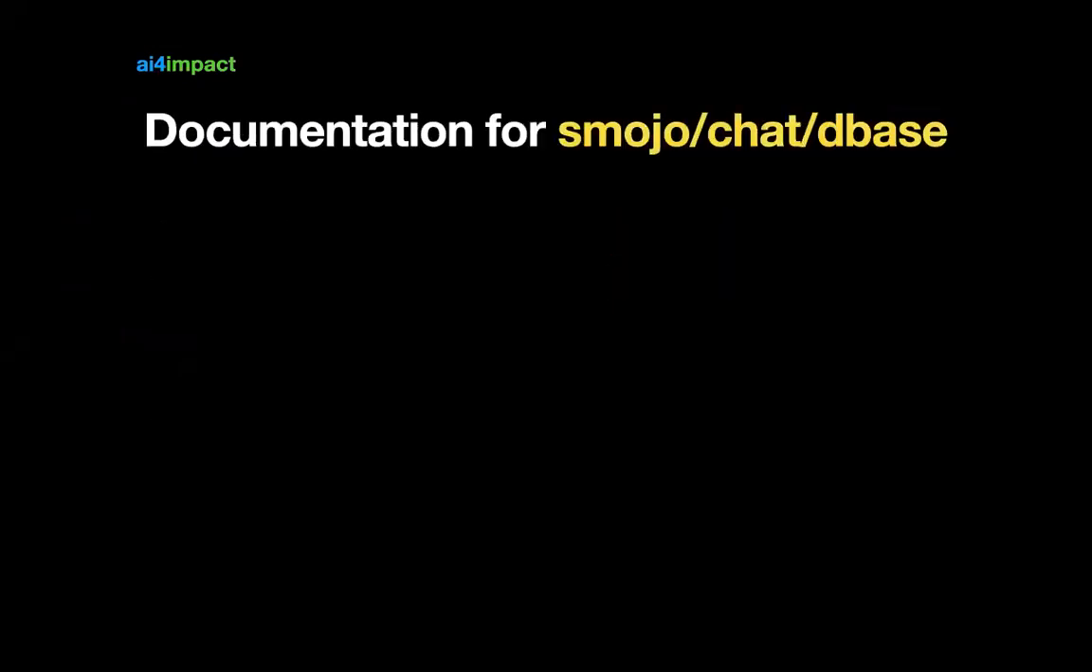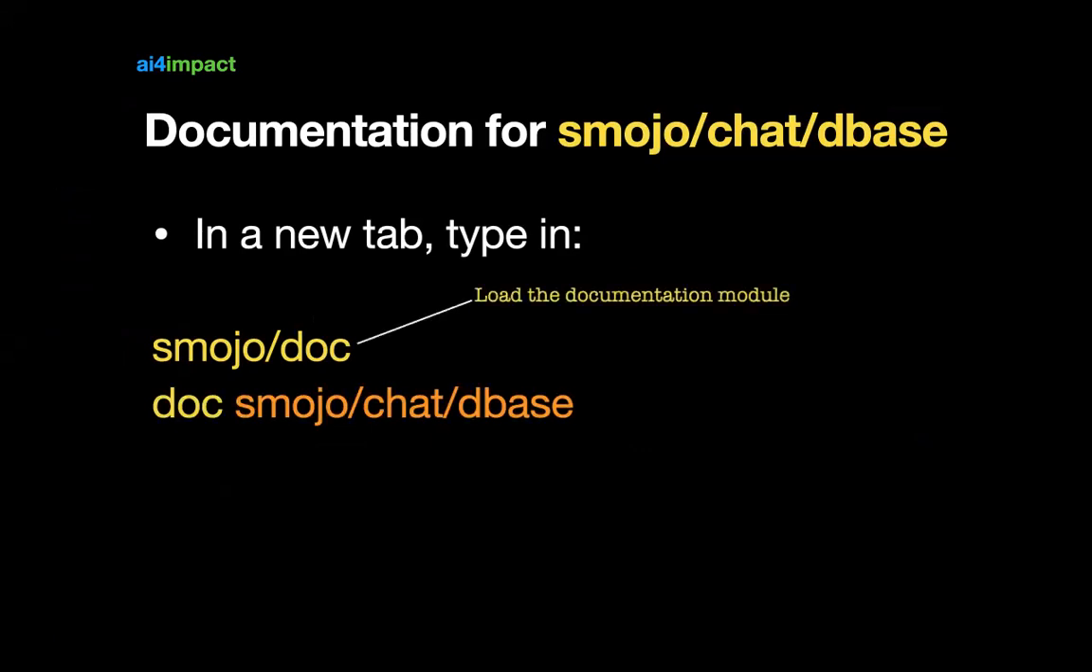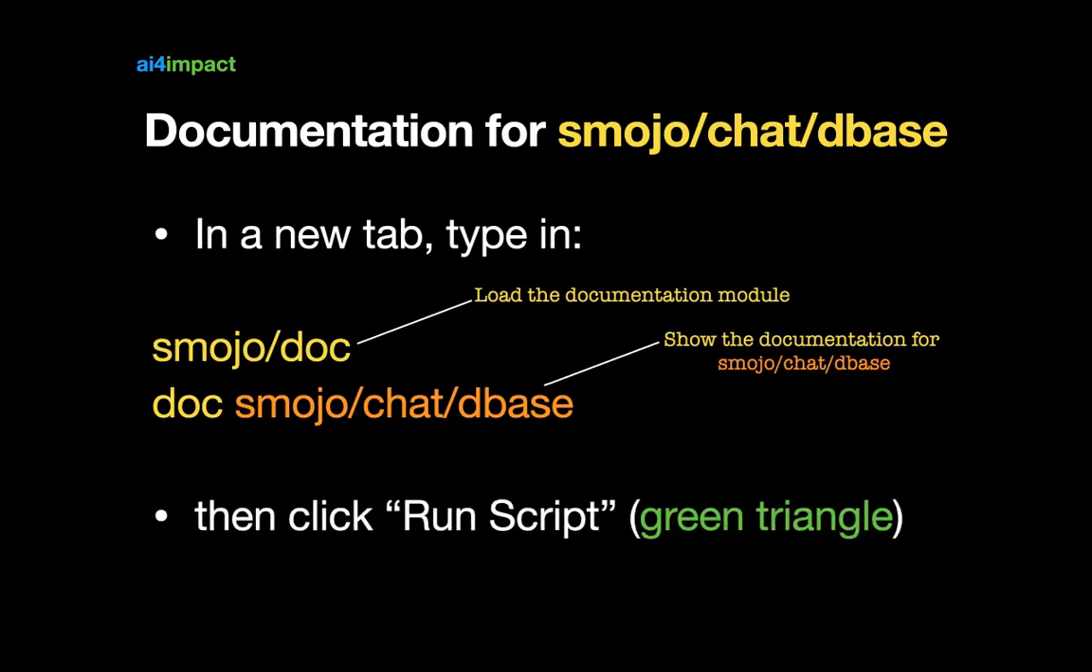So again, I would recommend that you look at the documentation for smodjo chat database. So in a new tab, you type in smodjo/doc, then you put doc space smodjo/chat/database. The first line basically loads the documentation module, and the second line basically displays the documentation for the module that you're looking for. So the word doc is the heavy lifting. And then you want to click the green triangle. So this is one of the few places where you want to run the green triangle, which is the play or run script button.